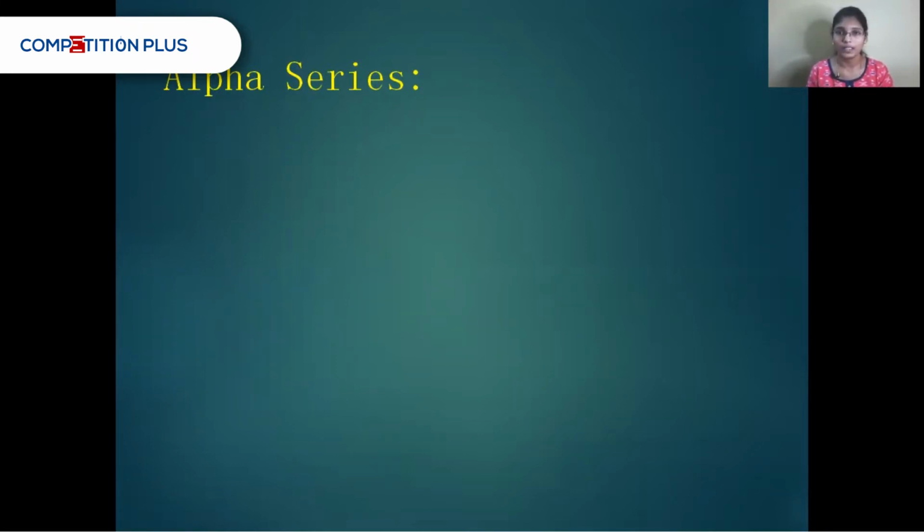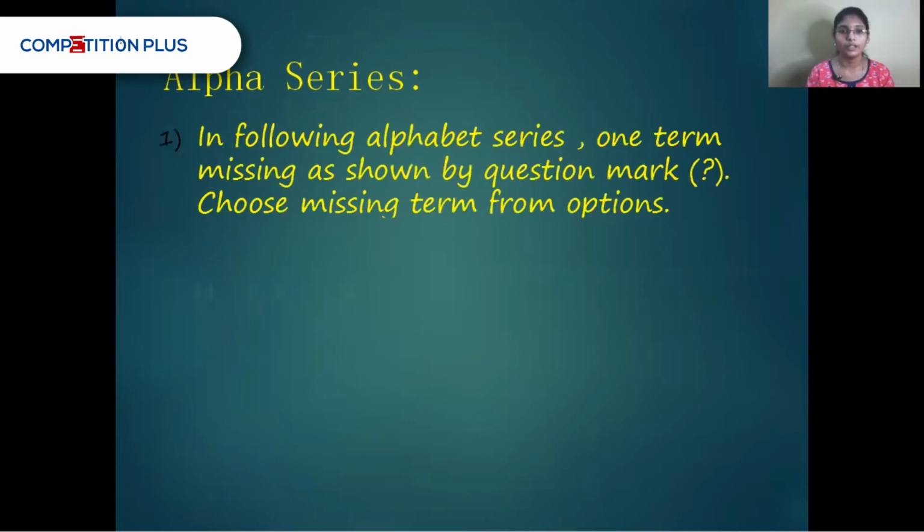So here if you see the first question, in the following alphabet series, one term is missing as shown by the question mark. Choose the missing term from the options. So look here, you have the letters of your alphabets: U, O, I, the missing term, and A.